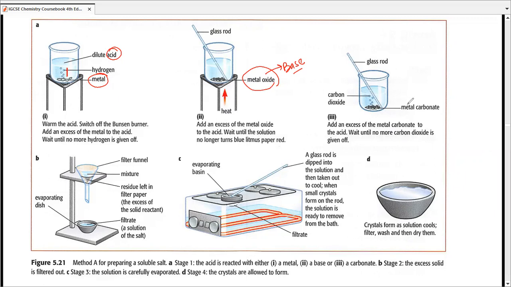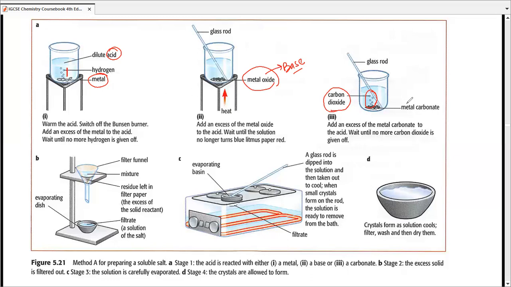Number three, this is metal carbonate reacting with an acid, and as you can see the bubbles in here, they are labeled as carbon dioxide. We already know metal carbonate, when it reacts with an acid, produces carbon dioxide gas, so there we go, we can see it. Add an excess of metal carbonate to the acid, wait until no more carbon dioxide is given off, all right? So there we have the metal and acid reaction.